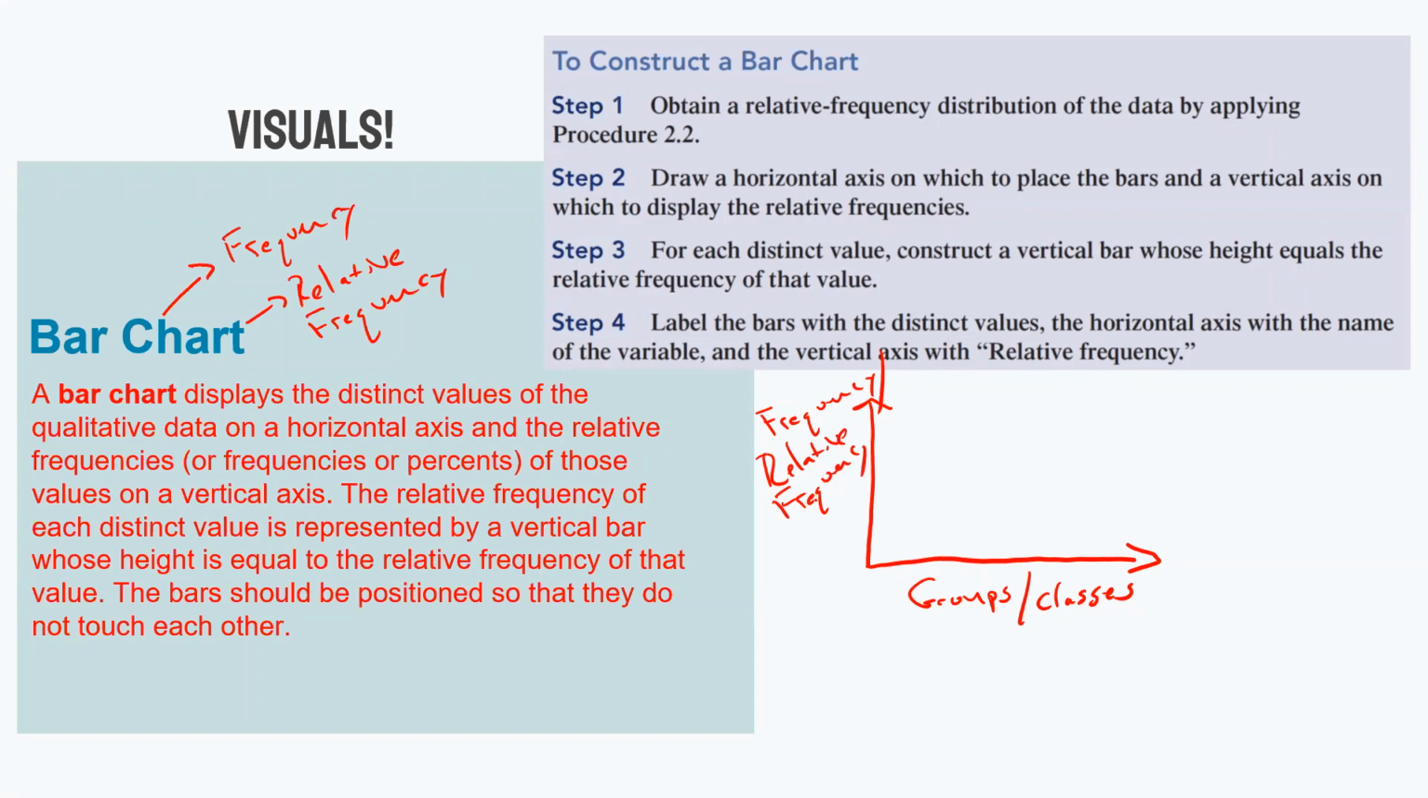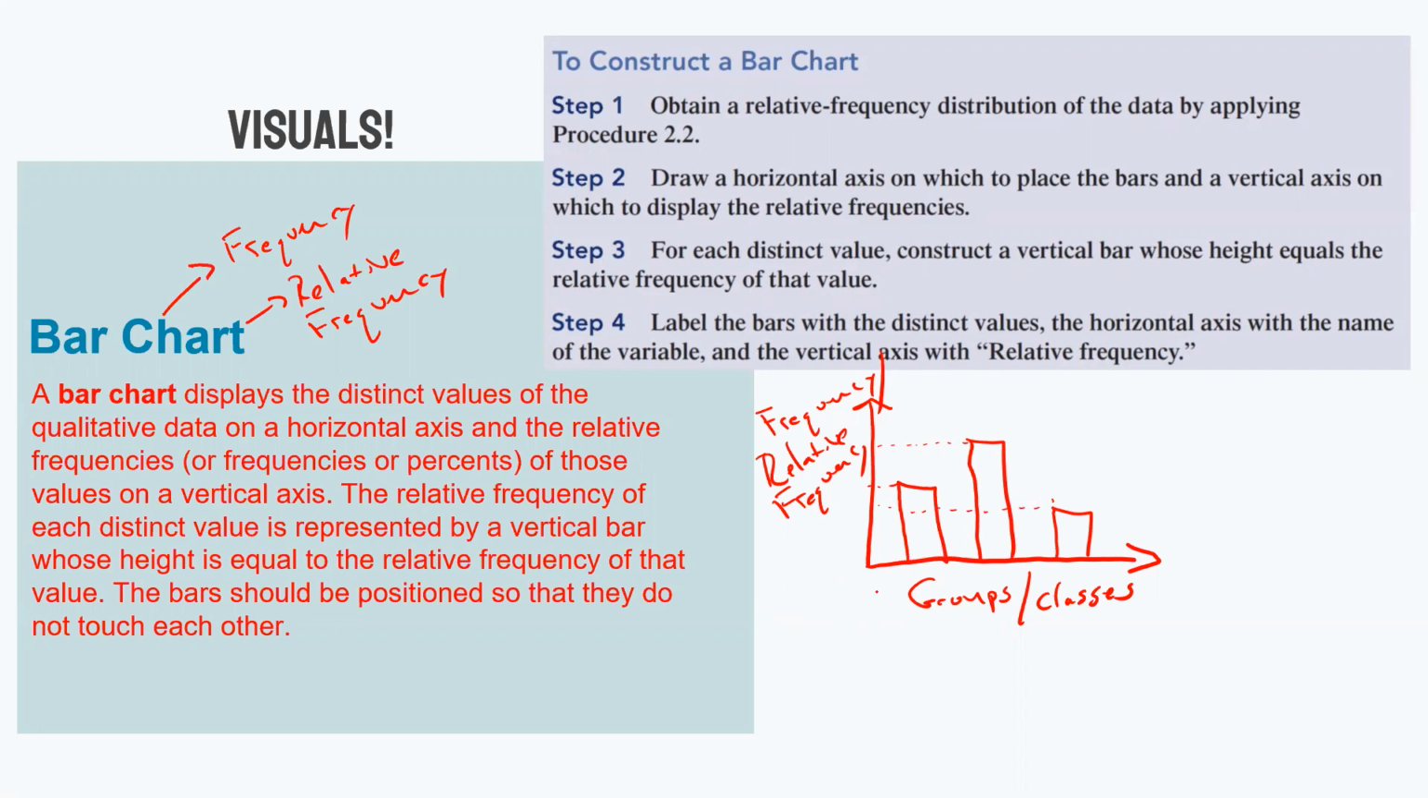All right. So the relative frequency of each distinct value is represented by a vertical bar. So what you'll do is you'll draw a bar for one group to go up to whatever the count was. And then you'll do that basically for each group. And we'll do an example of this actually in class where I'll have everyone be part of a poll in a second, okay?